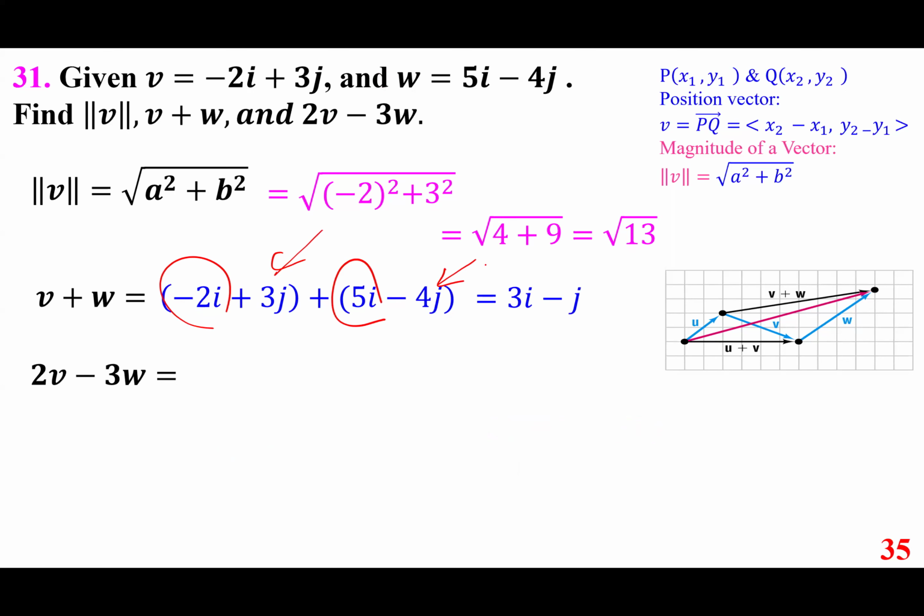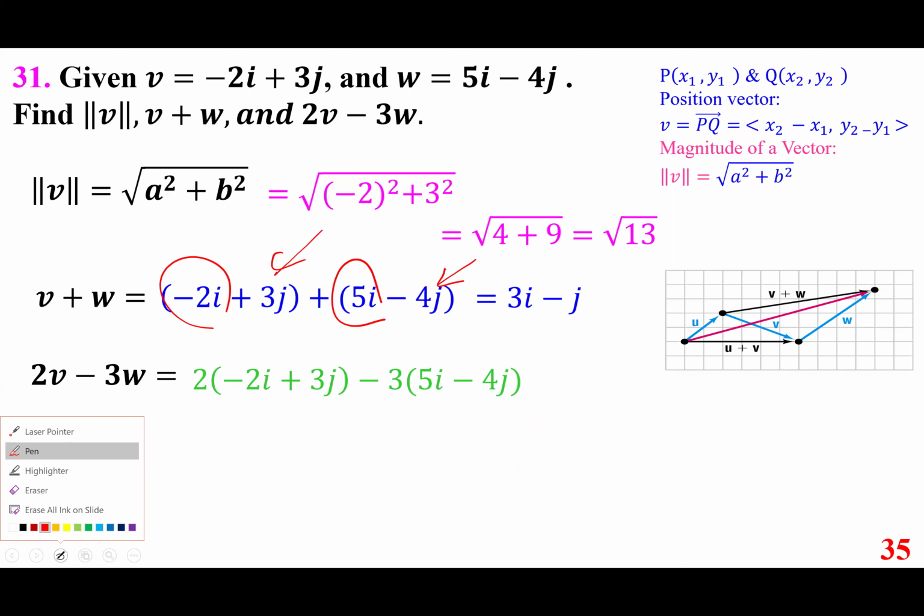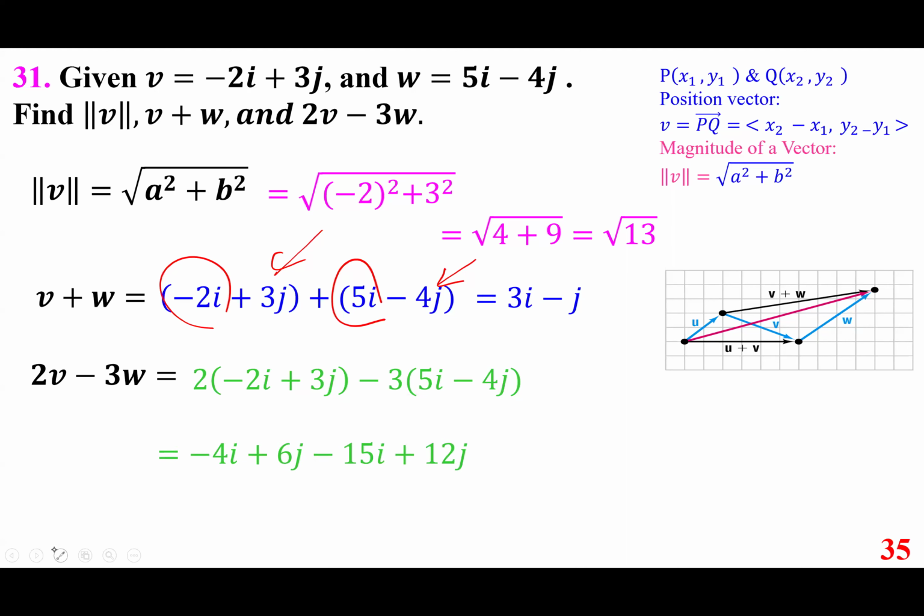2v minus 3w. Let's put the 2 in front of v, minus 3 in front of w. And we get minus 4i plus 6j minus 15i plus 12j. And again, these two minus 19i, these two plus 18j. So it's very straightforward, everybody.